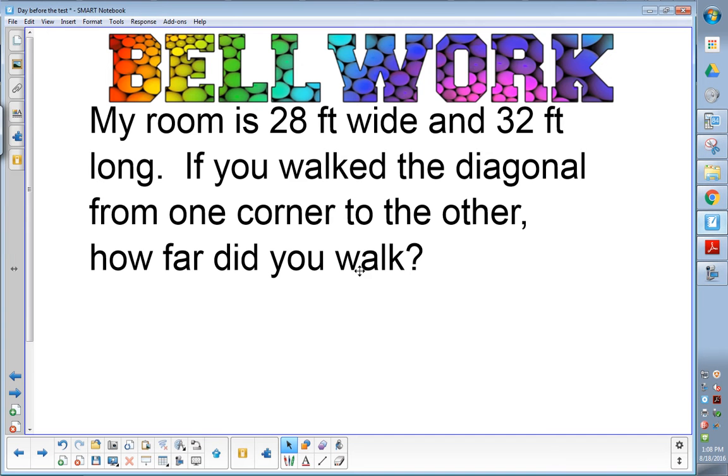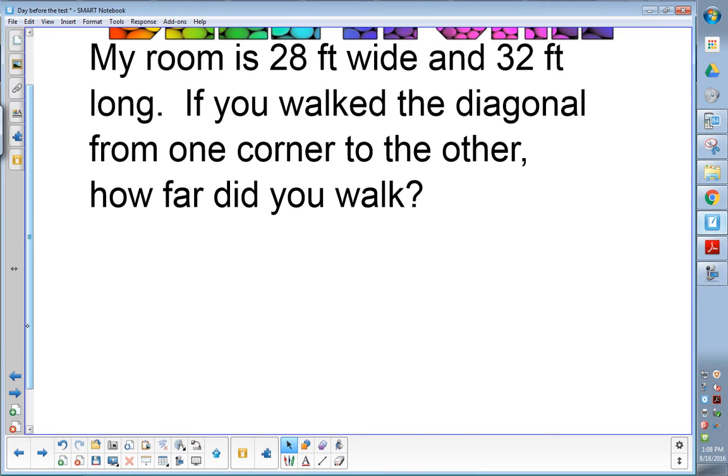So don't be nervous by a story problem. It says my room is 28 feet wide and 32 feet long. If you walk the diagonal from one corner to the other, how far did you walk? So when in doubt, draw a picture. Okay, so I'm going to draw this picture.